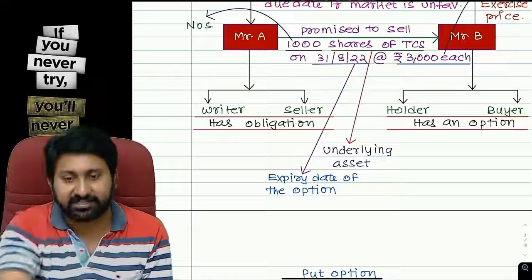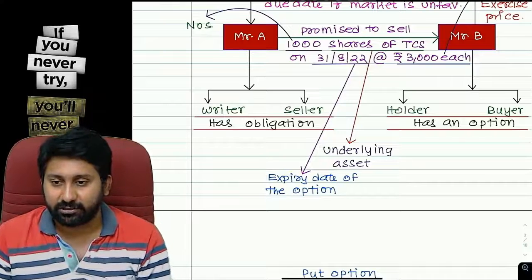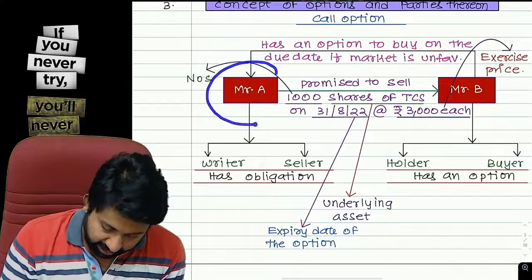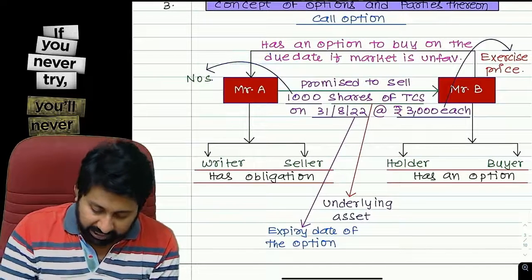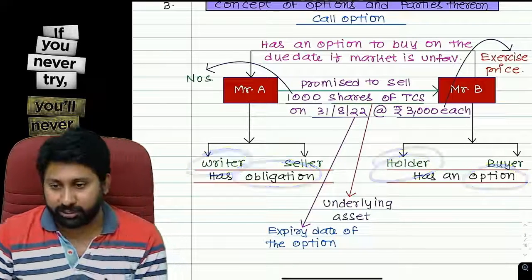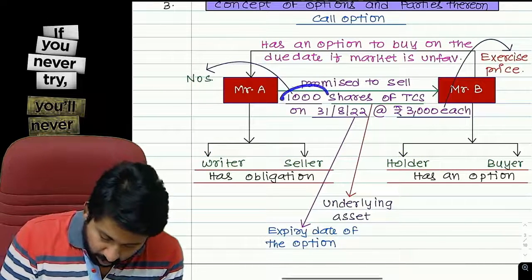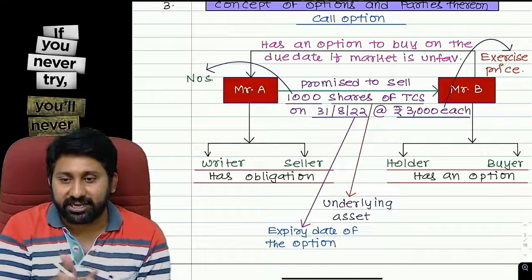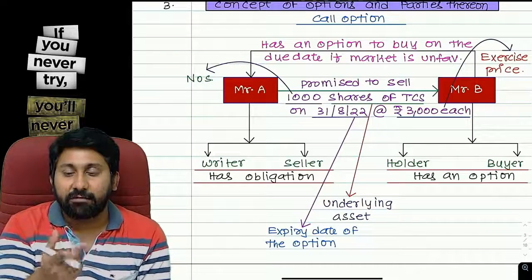Put what? Put shares there. So I want to sell the shares. So see here the terminology. The one who promised to sell is a writer, having an obligation. He is a holder, having an option. Next, 1000 is the number of shares. Lots will be there. One lot is 100 shares, so there will be 10 lots.